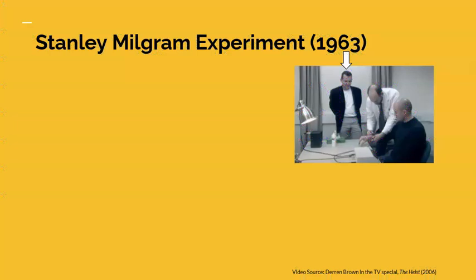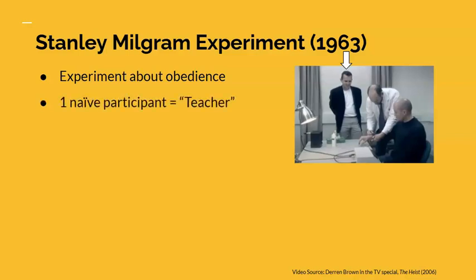The second classic social psychology experiment is the Stanley Milgram experiment from 1963. The tragedy of the Holocaust and his own Jewish background contributed to Dr. Milgram's experiment on obedience. This experiment used deception by telling participants that the study was about the effects of punishment on memory. The naive participant was labeled the teacher, who was to teach the words to the other participant to memorize and to recall.